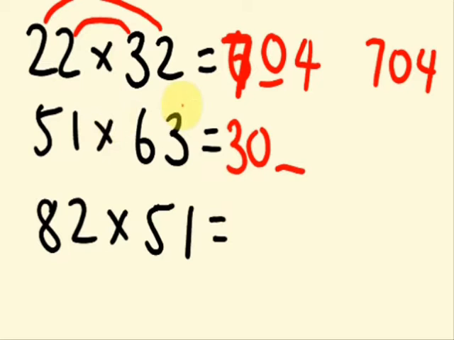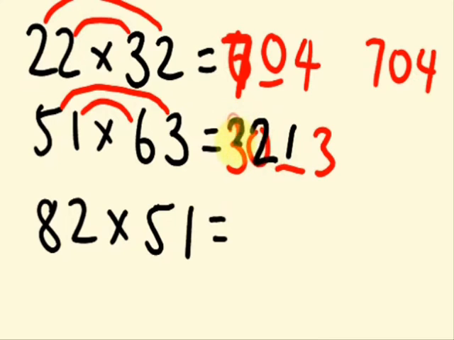The next one, 5 times 6 is 30. Leave a space. 1 times 3 is 3. And then the number we're going to put in there is going to be 3 times 5, which is 15, plus 1 times 6, which is 6. 15 plus 6 is 21. So I'll put that in a different colour so it fits. And that's going to go a 1, and this is going to end up being a 2. So our answer is going to be 3,213.